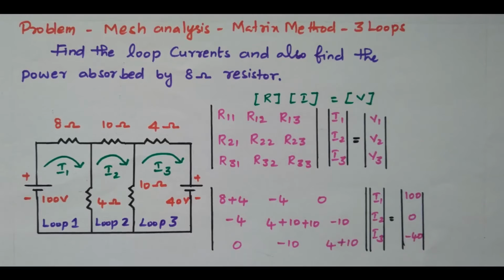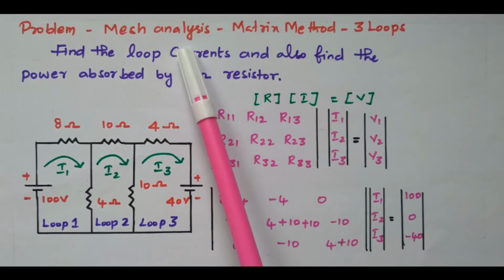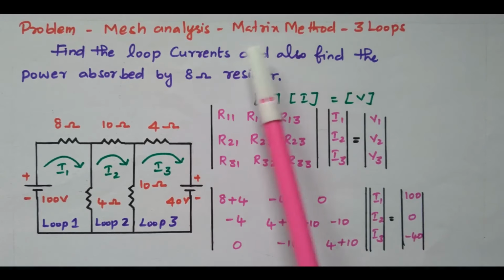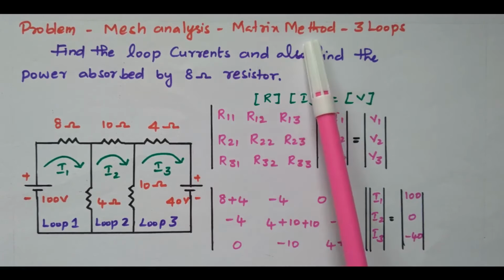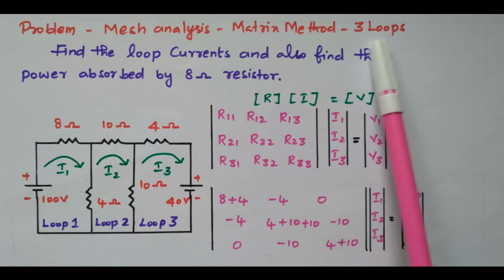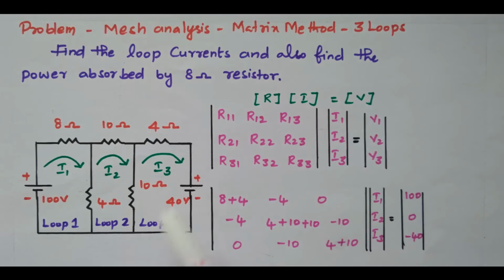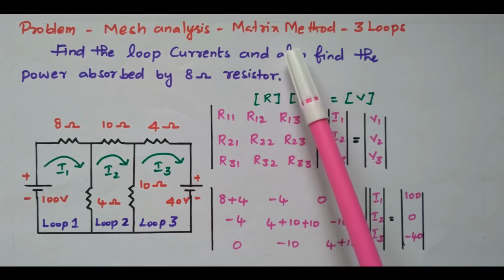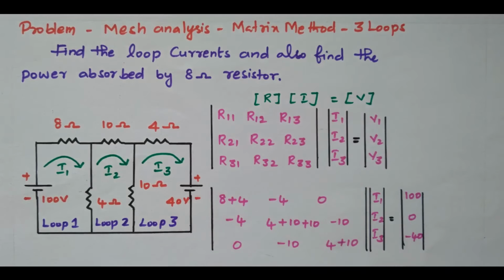Welcome viewers. In this video, we will see the mesh analysis by solving the equation by using the matrix method, for a network containing three loops. Mesh analysis by matrix method having three loops. The question is: find the loop currents and also find the power absorbed by the 8 ohm resistor.